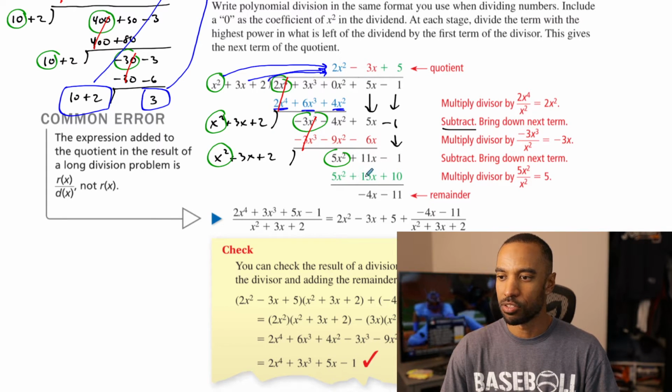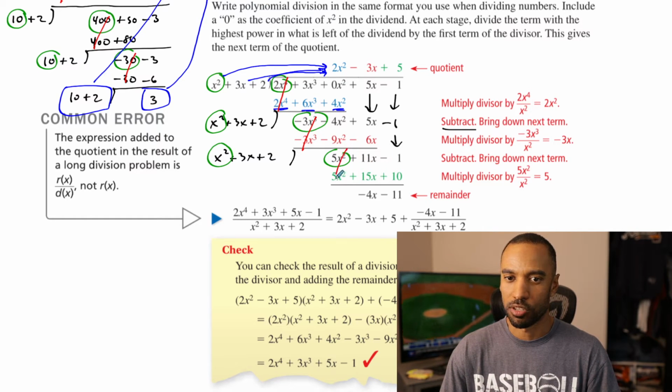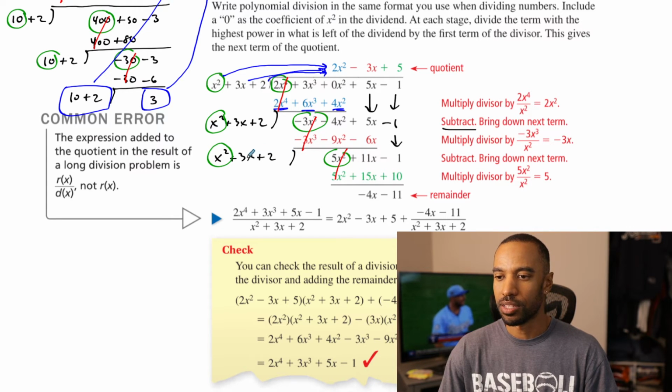3x times 5 is 15x. 2 times 5 is 10. We're going to subtract the results. 5x squared minus 5x squared is 0. 11x minus 15x is negative 4x. And negative 1 minus 10 is negative 11.